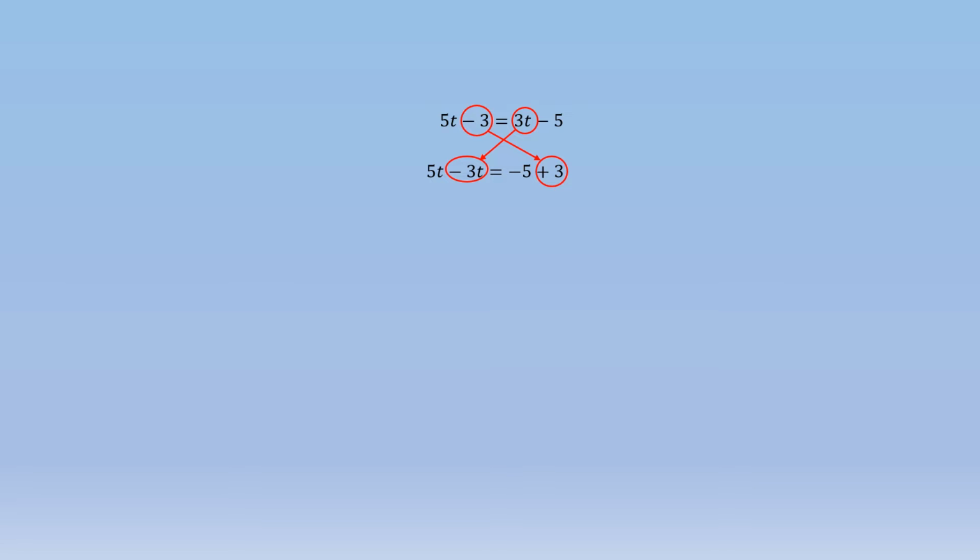Now we carry out the mathematical operation. On the left hand side we subtract because it is 5t minus 3t, so we get 2t. On the right hand side also we subtract because it is minus 5 plus 3. They are of different signs, so we need to subtract. So our equation now becomes 2t equals minus 2.